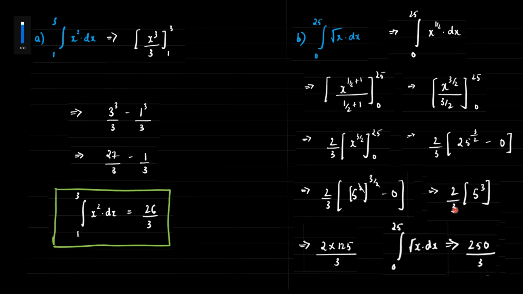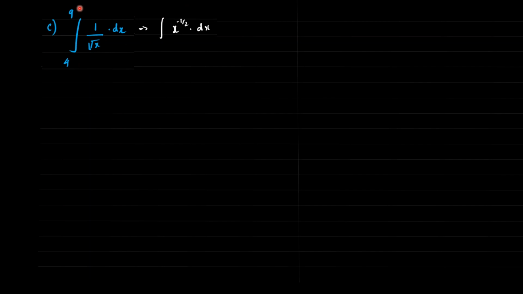I hope this is clear, and let me move on to the next one. Integral of 1 over square root of x from 4 to 9. Again, I will express this in negative powers. I can express this as x raised to the power of negative half, and I'll be using the power rule first. When I use that, x raised to the power of negative 1 over 2 plus 1 over negative 1 over 2 plus 1, and here I have to substitute the limits as 9 and 4.